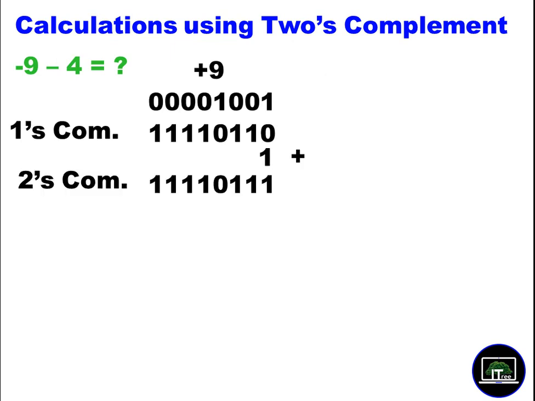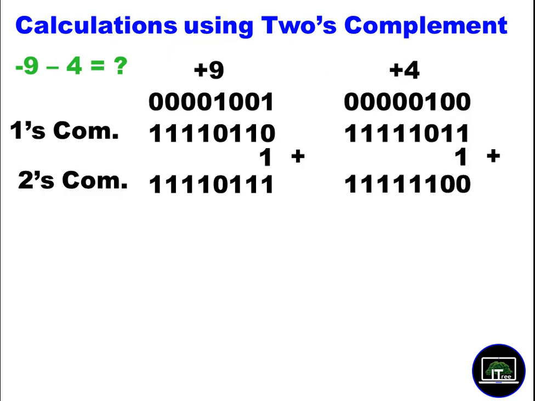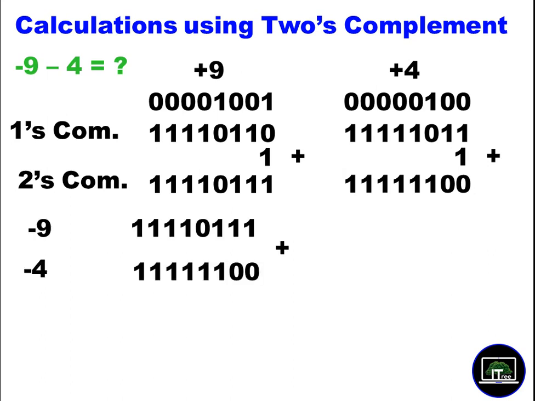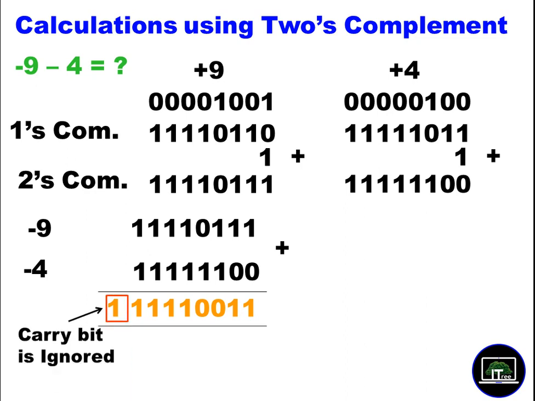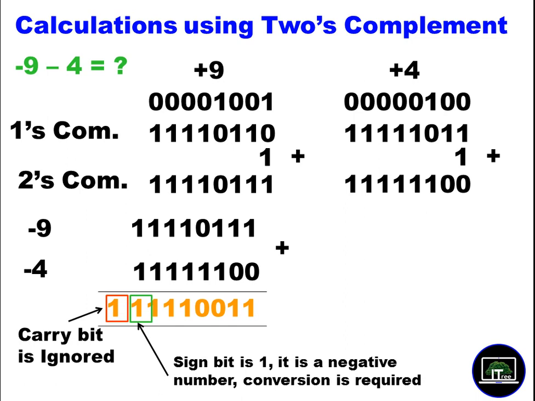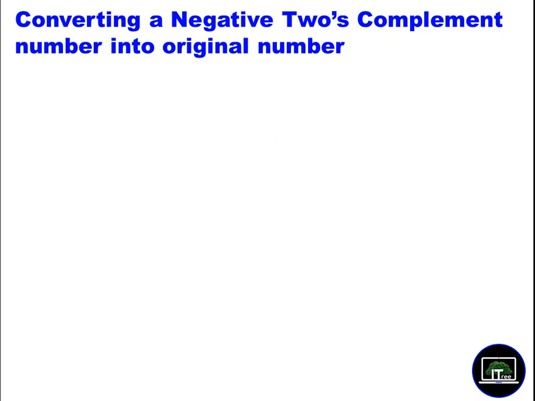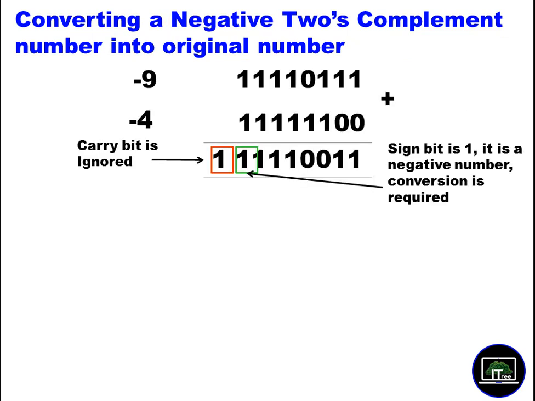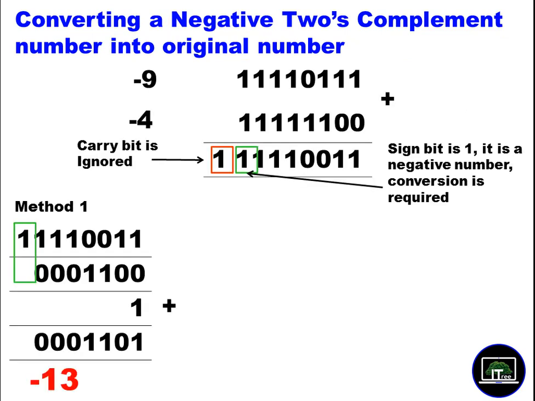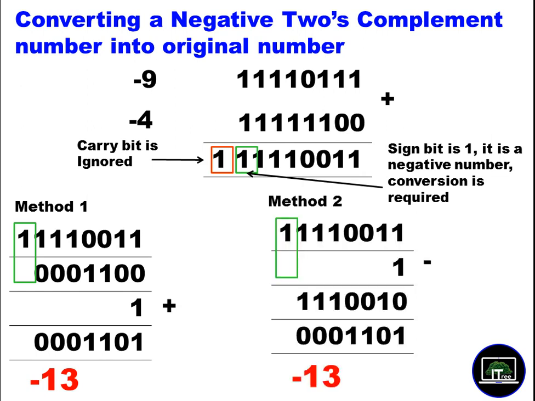Minus 9, minus 4. We'll add together. There's a carry bit. What do you do with that? We are ignoring it. The sign bit is 1, it is a negative number, so conversion is required. Method 1: invert, add 1. Method 2: deduct 1, invert. You can see the answer is right. You are getting the correct answer.